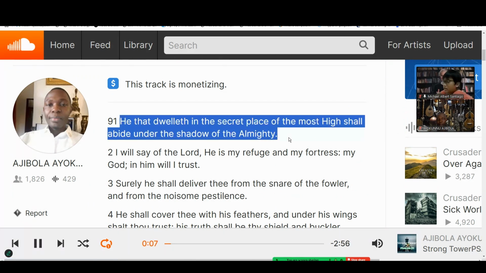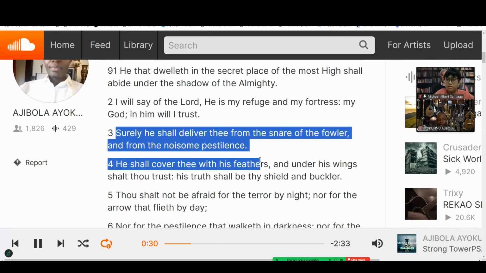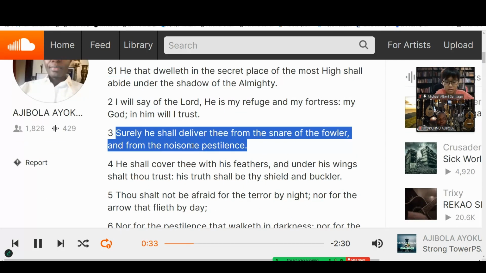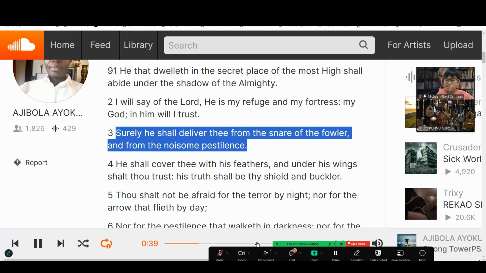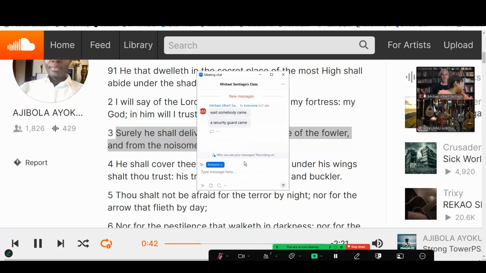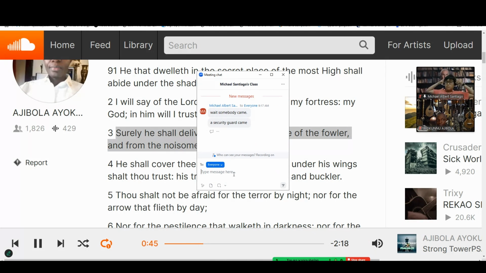He that dwelleth in the secret place of the Most High shall abide under the shadow of the Almighty. I will say of the Lord, He is my refuge and my fortress. My God, in Him will I trust. Surely He shall deliver thee from the snare of the fowler, and from the noisome pestilence. He shall cover thee with His feathers, and under His wings shalt thou trust.